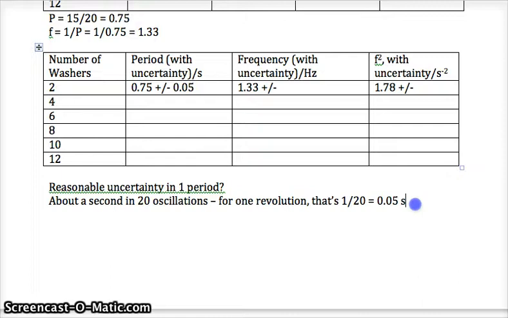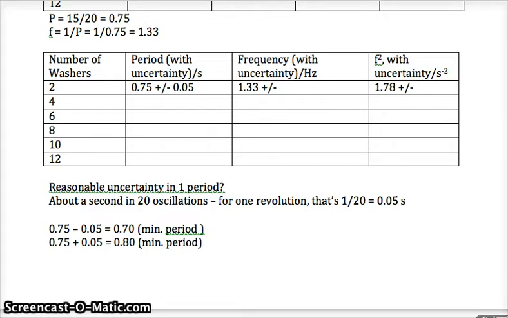Now to find the uncertainty in frequency, we're going to find the maximum possible value and the minimum possible value that we can have for the frequency. So the maximum possible frequency is going to correspond to the minimum period we can have, which is 0.75 minus 0.05, which is 0.70. That's the minimum period within the uncertainty. The maximum period is going to be 0.75 plus 0.05, and so that's going to be 0.80.